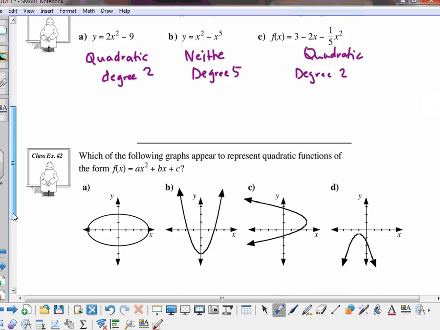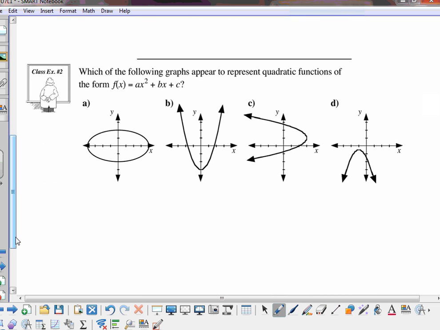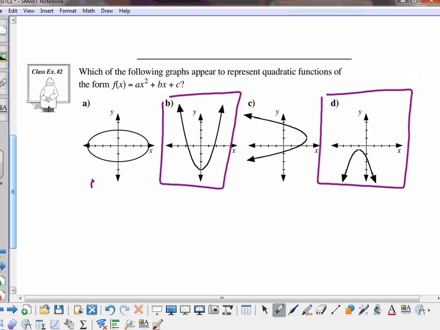Okay, so number 2, by looking at it you should also be able to tell if it's a quadratic. The first one is a circle, so it's not a quadratic. Oh, it just says which one. So which one? B has a U, and D. Now the question, is C a quadratic? Well, it's not a function, but it's also not a quadratic because quadratics open up and down, not to the left and right. So exactly, B and D are quadratics.